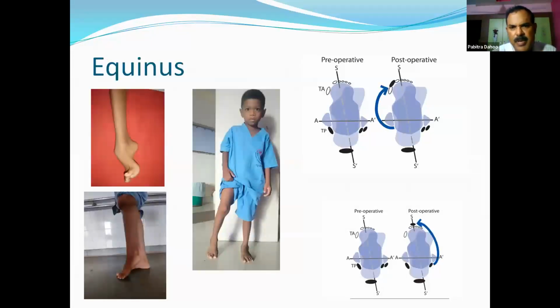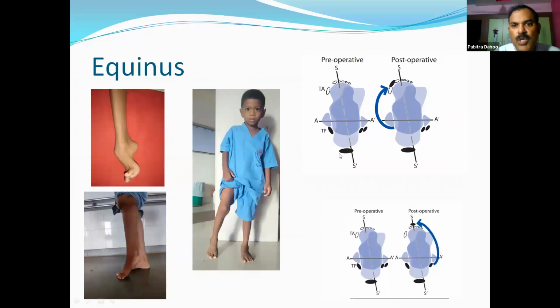So coming to just a schematic way, we are running short of time. Within 10 minutes, 5 minutes, we'll complete it. So this is just a schematic way of presentation. Like in the case of equinus deformity, see, in equinus, the dorsiflexors are weak and the plantar flexors are strong.